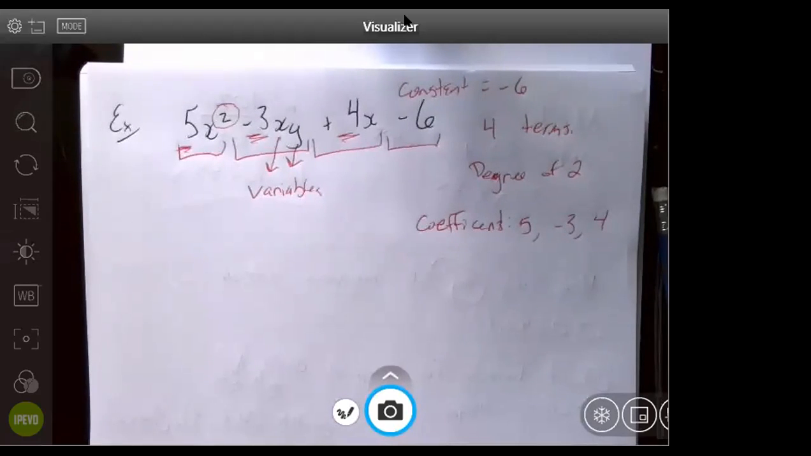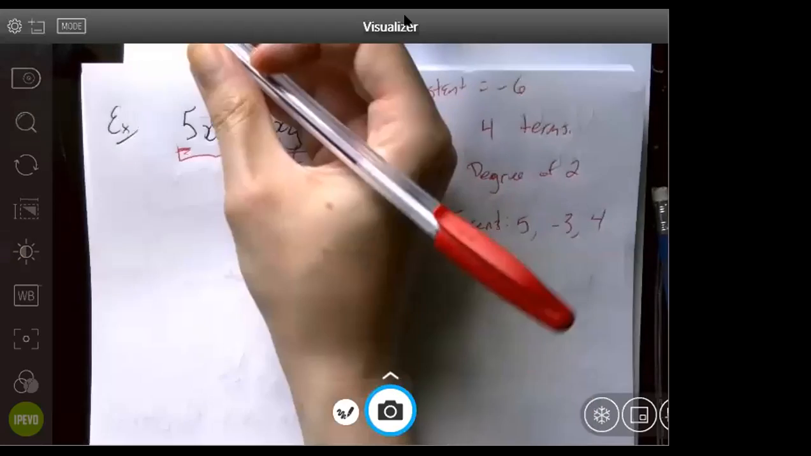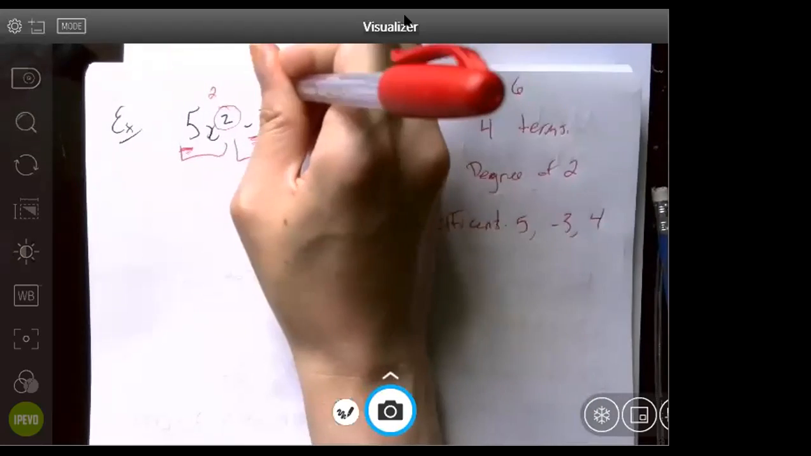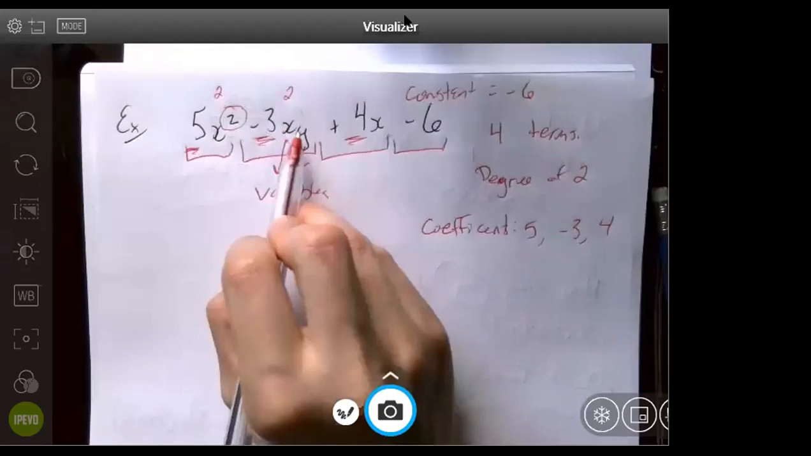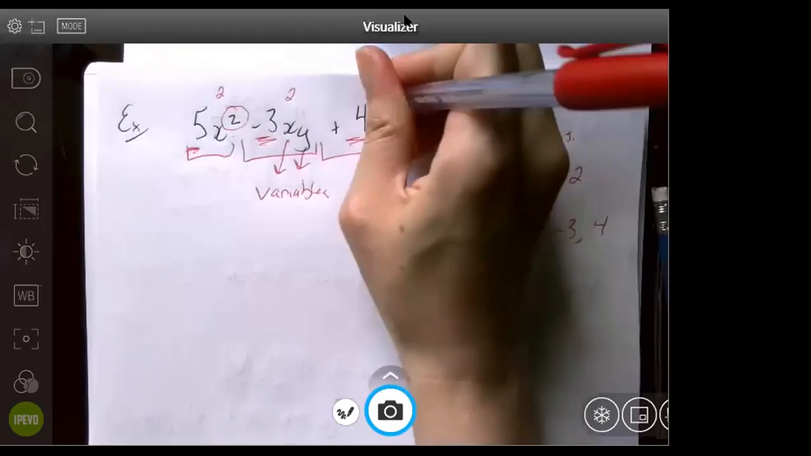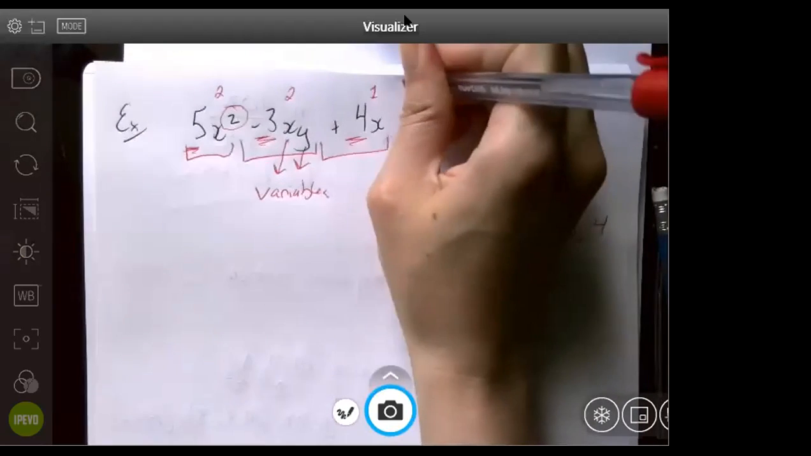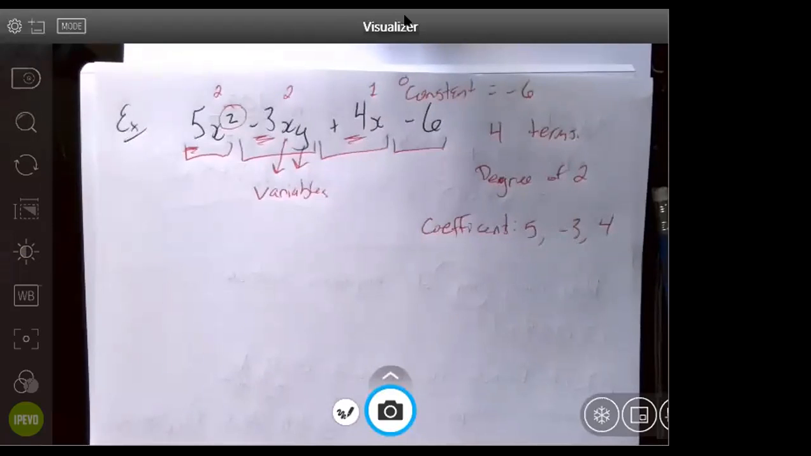And then the degree of each one of these terms: this would have a degree of 2, also a degree of 2, this is 1 plus 1, a degree of 1, and then a degree of 0 for our constant.